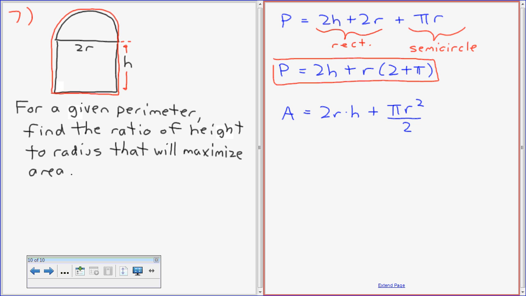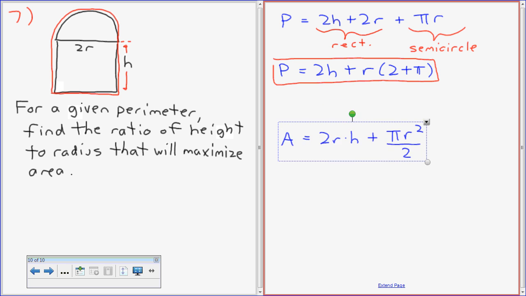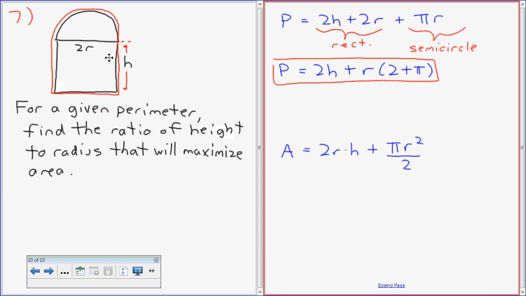Now, what are we looking to maximize? Area or perimeter? Area. So I'm going to use my perimeter equation and substitute into area. I want to get H by itself. So P minus R times (2 plus pi) equals 2H. So P minus R times (2 plus pi), all over 2, is equal to H.